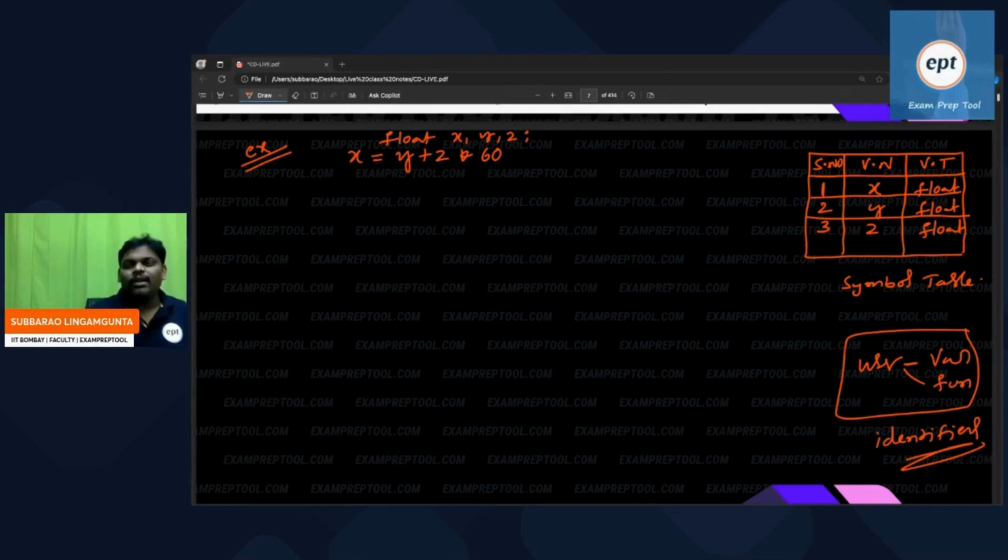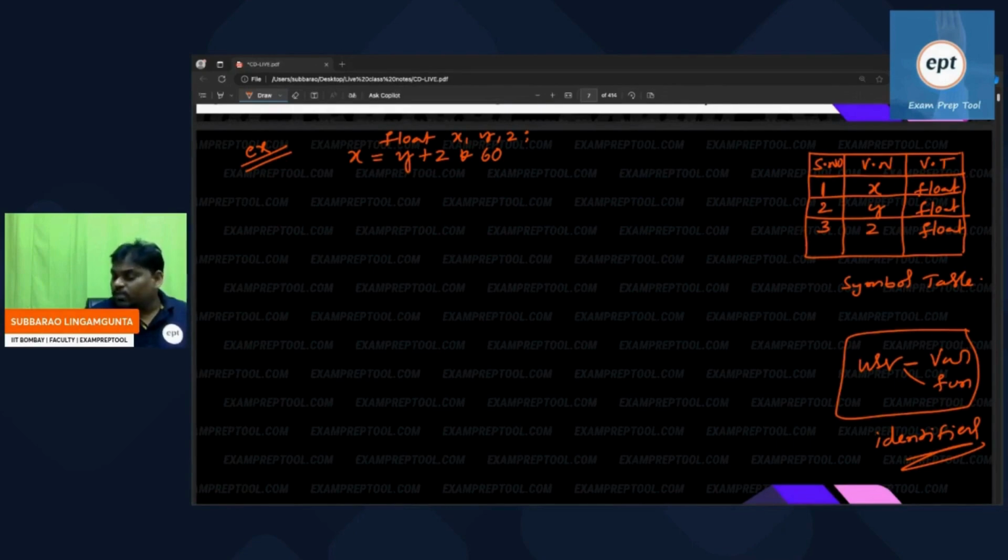Will operators be stored inside the symbol table? No. Then where will they be stored? They will be stored inside the compiler. Compiler is a set of rules. One of the rules is these operators only. One of the rules is these keywords only. So please be careful.